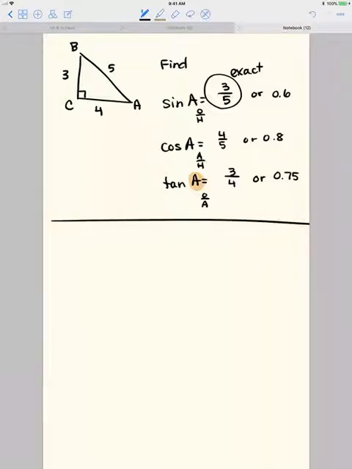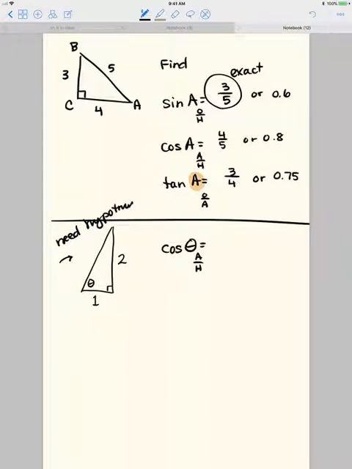Say you have the triangle where one leg is 1, the other leg is 2. We'll mark the angle in the bottom left corner, and I want to find the cosine of theta. In reference to theta, cosine is adjacent over hypotenuse, and currently I don't have the hypotenuse, so we'll have to use Pythagorean theorem to find it.